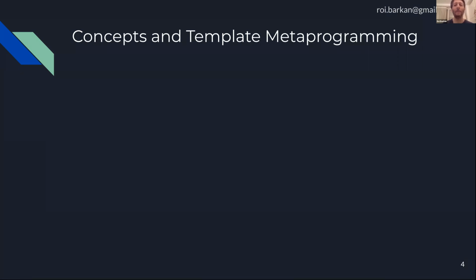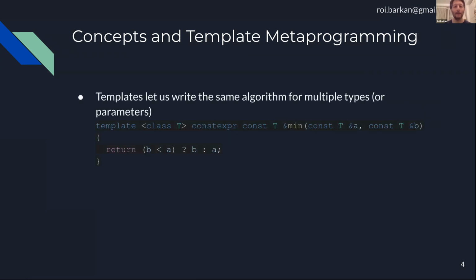So concepts and template metaprogramming, to some extent, go hand in hand. So let's discuss that a little bit. Basically, templates, as far as we understand, we know that we have template classes, template functions, many template things in C++. Here's a small example of a template algorithm in C++, the min algorithm. It takes two objects of the same type and then returns the minimal one out of them, okay?